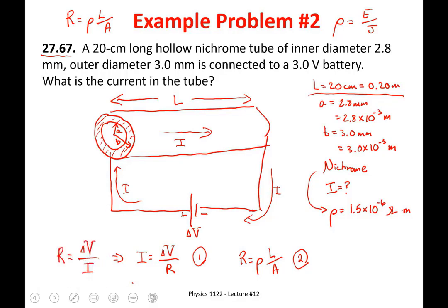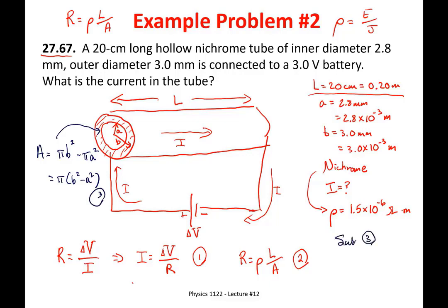So to calculate the area, we would take the area of the outer circle, which is pi b squared, and subtract the area of the inner circle. And so this would be pi times b squared minus a squared. And that would be this cross-sectional area of the nichrome tube. And so then I can plug equation A into equation 2. I'll call this equation 3. So we're now going to sub 3 into 2, and then 2 into equation 1 to work our way back to our calculation for current. So let's move to a new page.